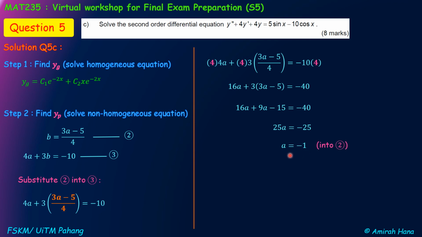Then we substitute A equals negative 1 into equation 2. So we have B equals 3 times A, we replace A equals negative 1, and then minus 5 over 4. Then it equals negative 8 over 4. And after we simplify, we have B equals negative 2.